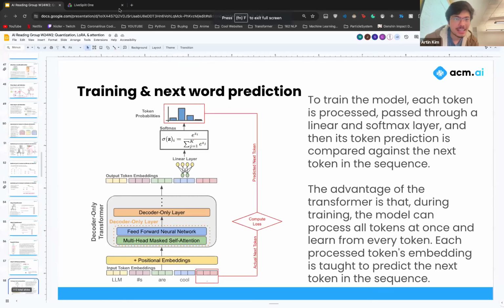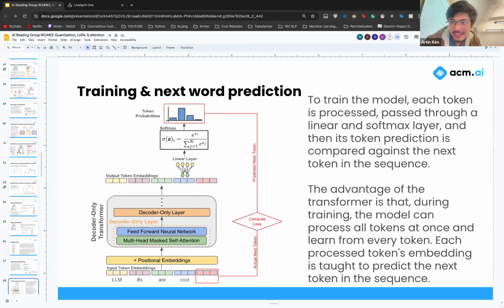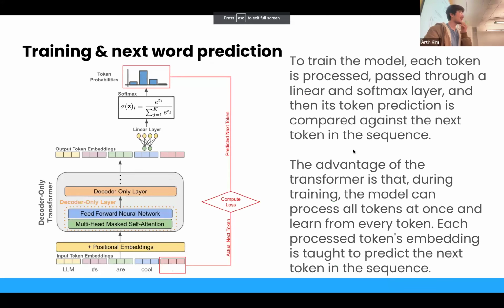Timer. Wait, is that? Section now. Oh, I did. Okay, wow, I did feed linear softmax. Oh, answer question. We're already here. Sub 30, sub 30. Let's see. Oh, okay. You know what? We didn't have answer questions. It's sub 30. Okay, I'm pretty proud of that, guys. That's pretty impressive.